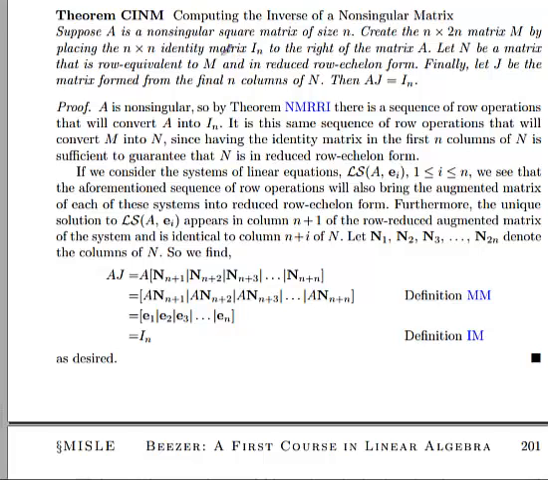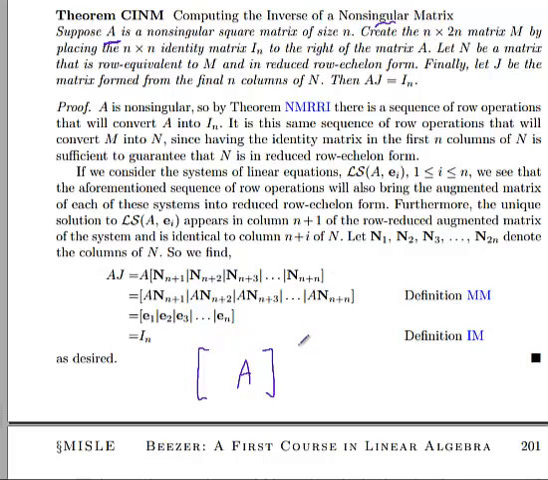All right, now this theorem looks a little complicated, but it really works out to be something quite simple. So I'm going to work through this statement, and then we'll go down to the examples, and you'll see what it really means. So to compute the inverse of a non-singular matrix, take any non-singular matrix A. Now A is n by n, right? Here it says create the n by 2n matrix M by placing the n by n identity matrix In to the right of the matrix A.